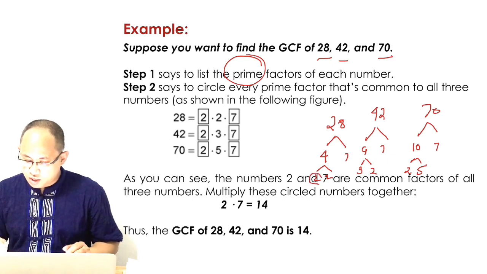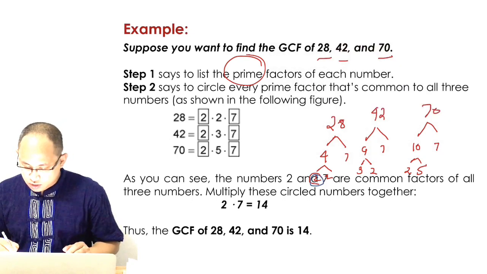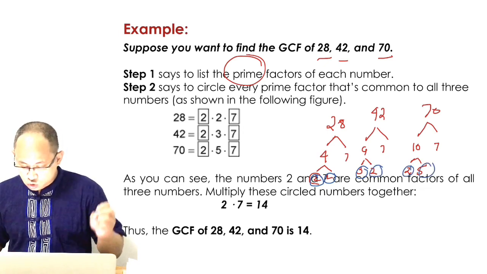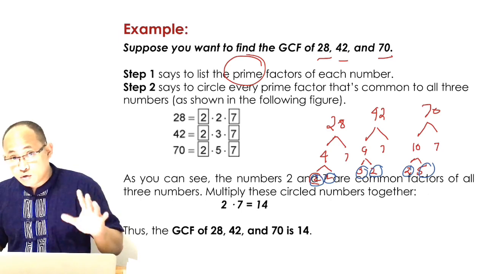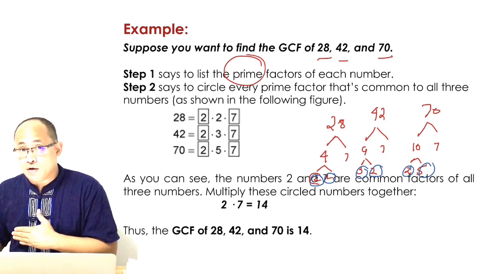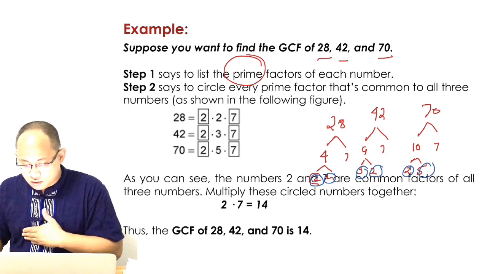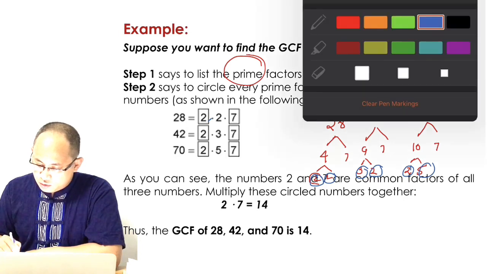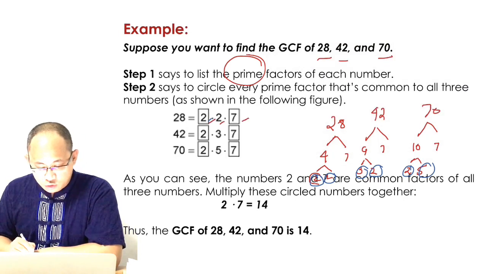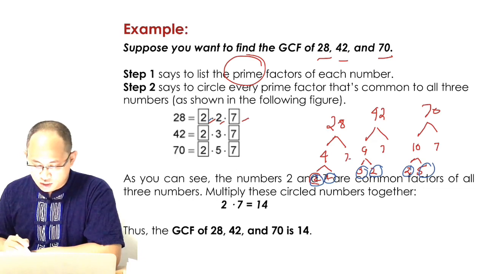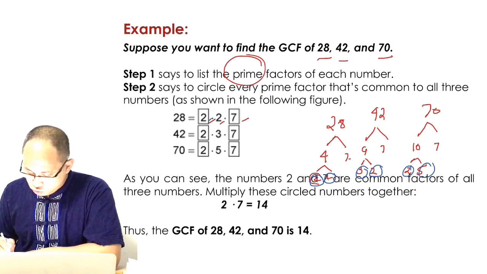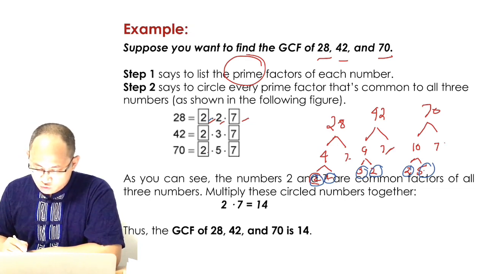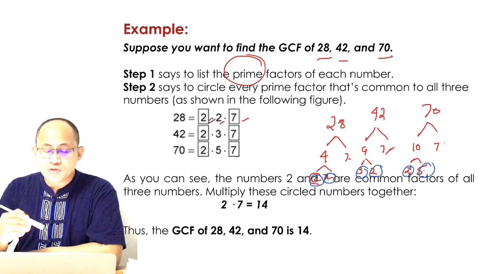Notice all the numbers here, they are all prime numbers. 2, 3, 5, those are all prime numbers, so that when you find a factor, you only multiply that number and 1. When you list all the prime factors here, you have 2, 2, 7 for 28, 2, 3, 7 for 42, and 2, 5, 7 for 70. And then we encircle the common numbers.